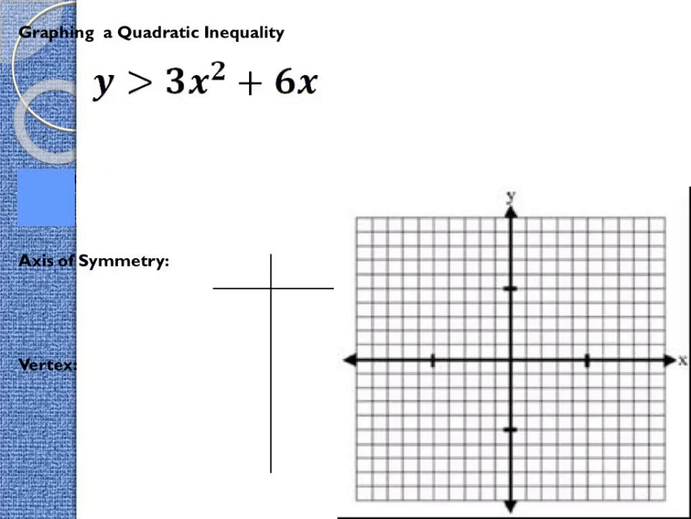So let's look at how this works by graphing an inequality. Notice we have y is greater than 3x squared plus 6x. Since we have the symbol greater than, this tells us that our lines are going to be dashed. So I'll make a note here that we're going to have dashed lines.